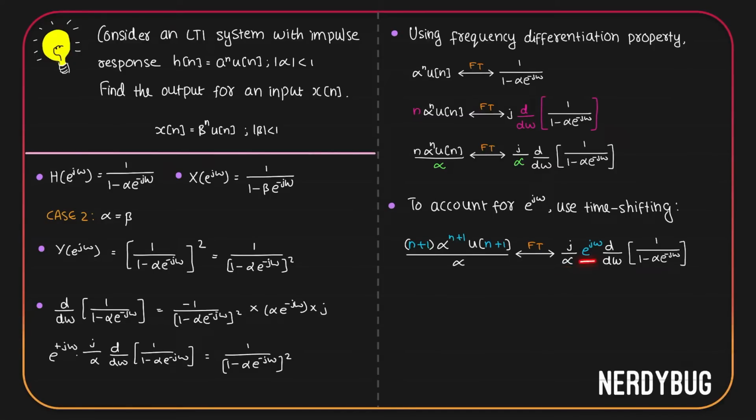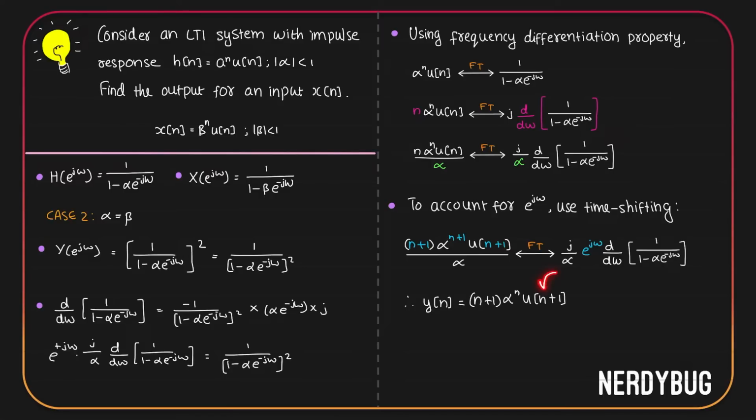J by alpha e raised to j omega d by d omega of 1 by 1 minus alpha e raised to minus j omega is the Fourier transform of (n plus 1) alpha raised to n plus 1 u of n plus 1 divided by alpha. But we have an alpha over here and an alpha raised to n plus 1 over here. We can cancel one alpha each. If we do that, we get our final output y of n is equal to (n plus 1) alpha raised to n u of n plus 1.